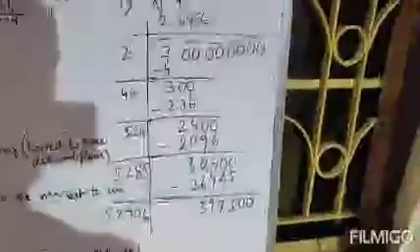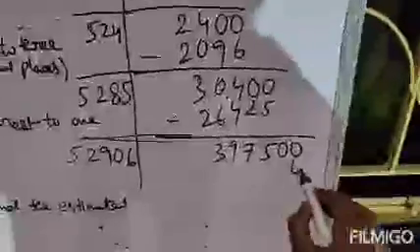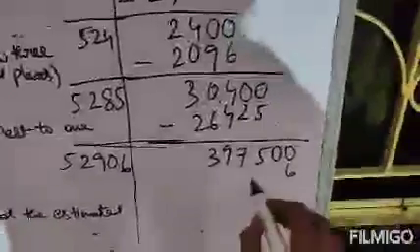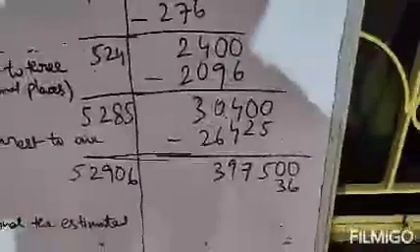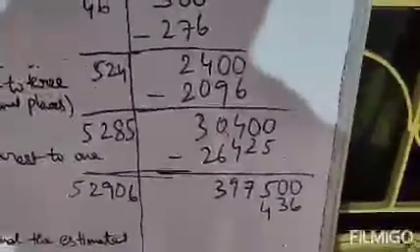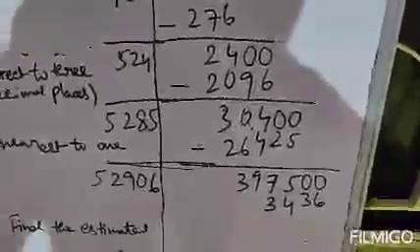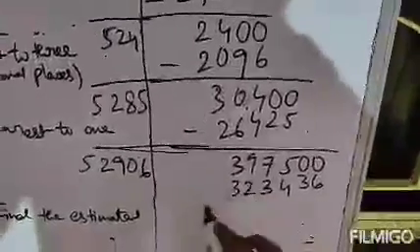So 6 6s are 36. Carry 3. 6 zeros are 0 and 3. 6 9s are 54. Carry 5. 6 2s are 12 and 5 is 17. Carry 1. 6 5s are 30 and 1 is 31.